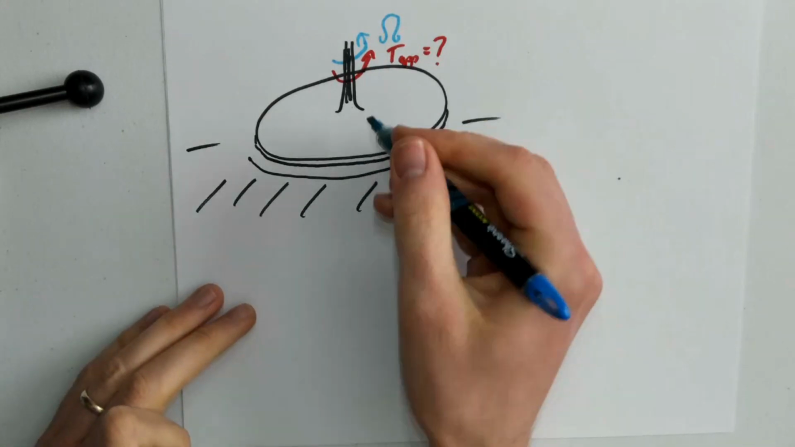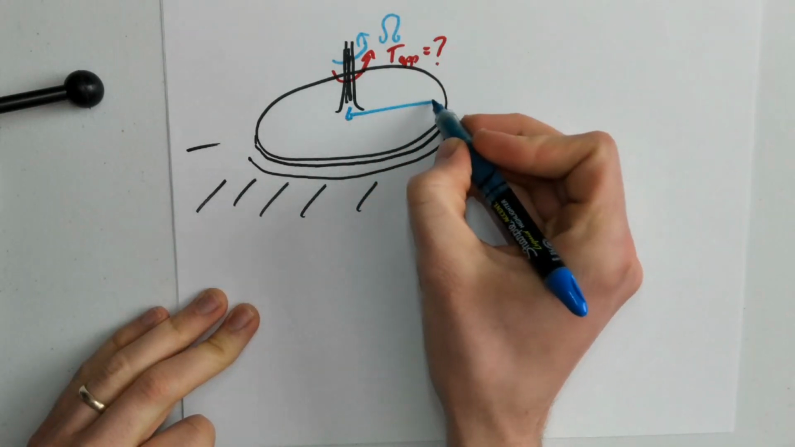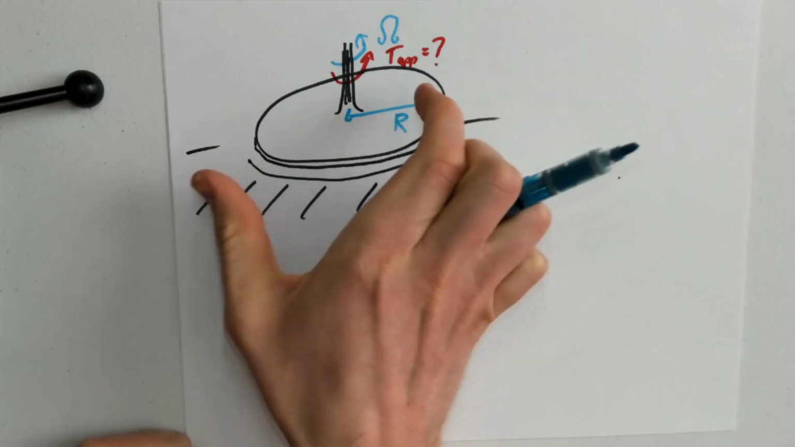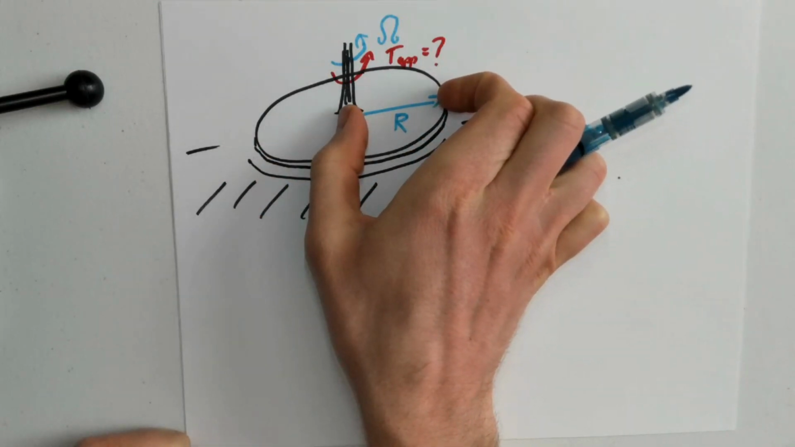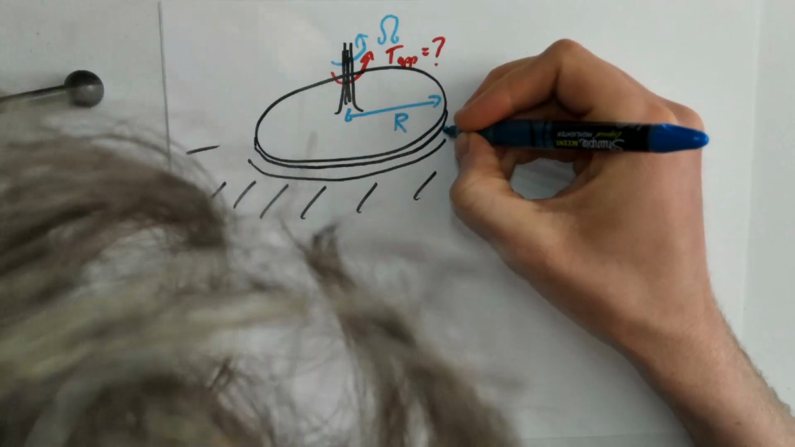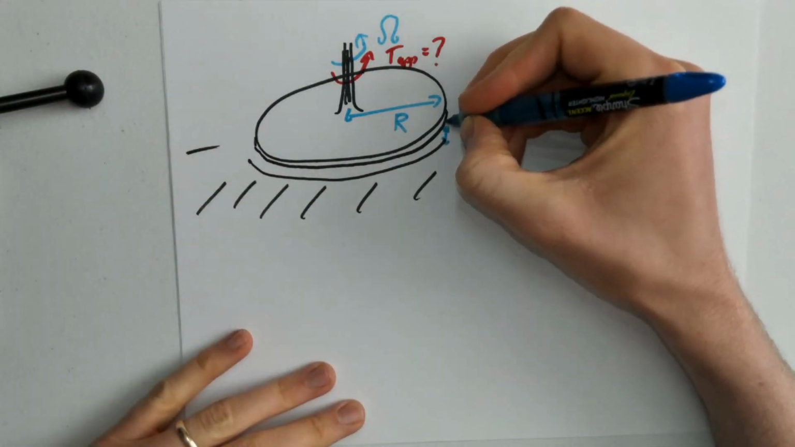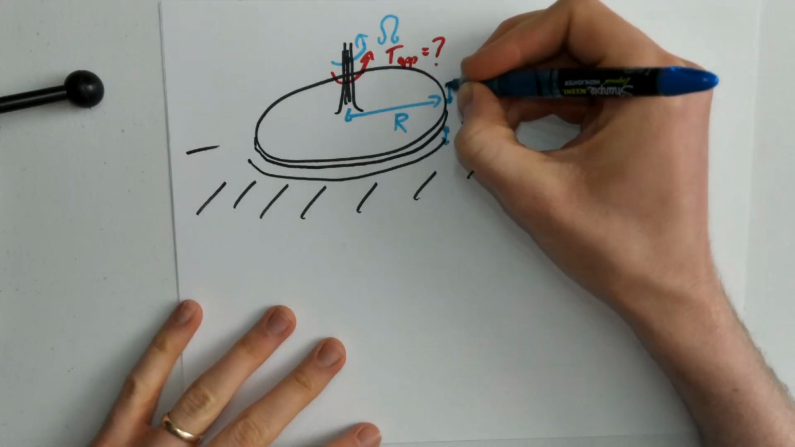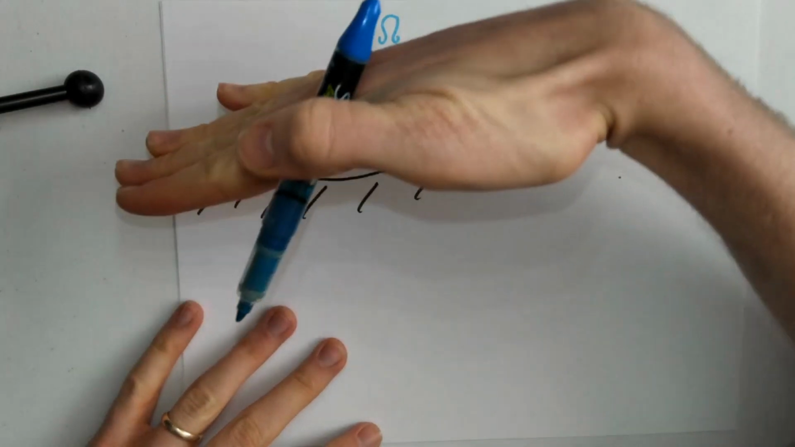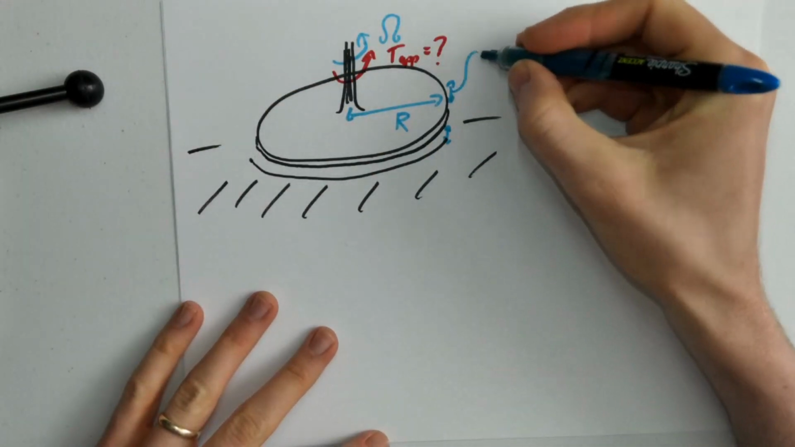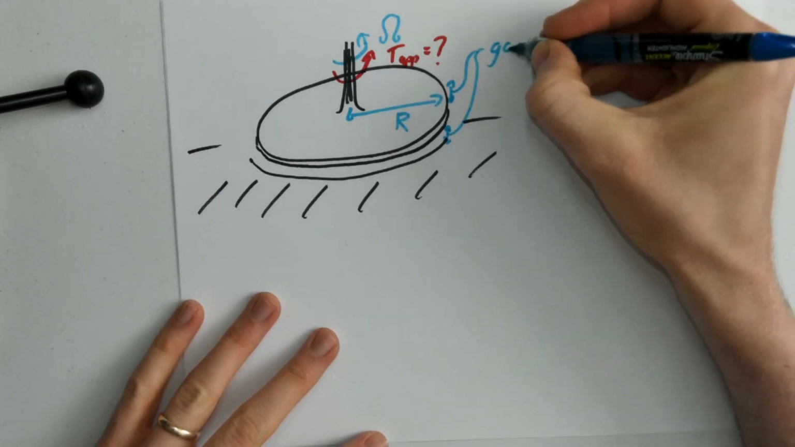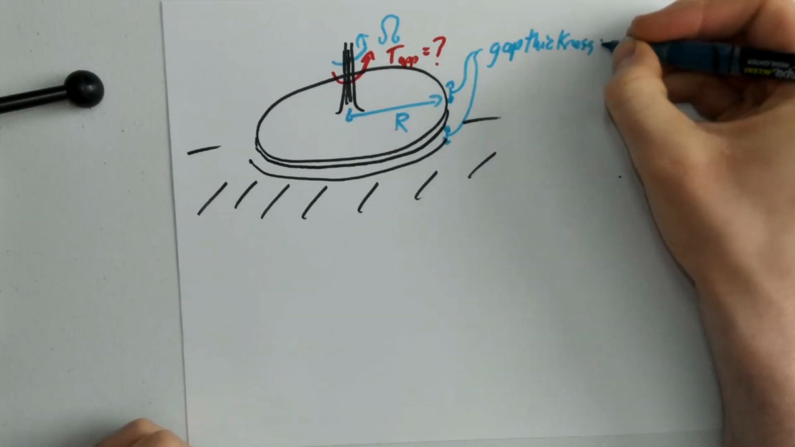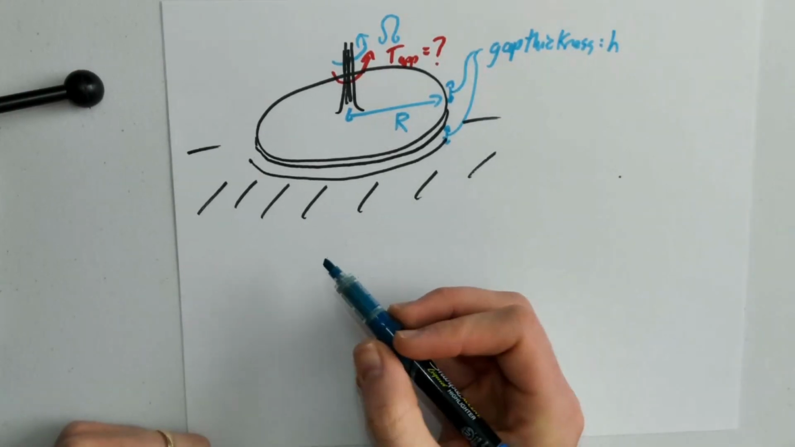Some problem parameters that we do know is the radius of the disk, right? I could take out a pair of calipers and measure the radius, or maybe the diameter, but infer the radius of the disk. I might say that there's some gap between the bottom of the disk and the ground underneath it, and also some gap thickness between the top of the disk and the ceiling above the disk that I haven't drawn here. So the gap thicknesses, I'm going to call little h, and we can treat that as a known parameter.